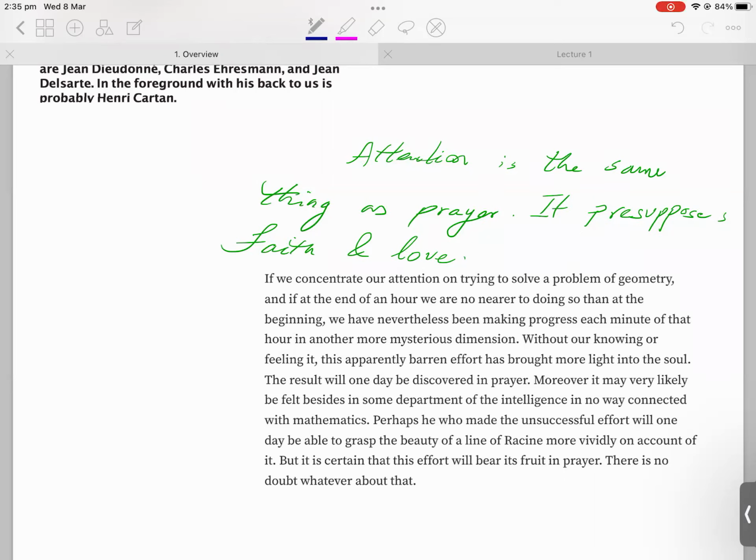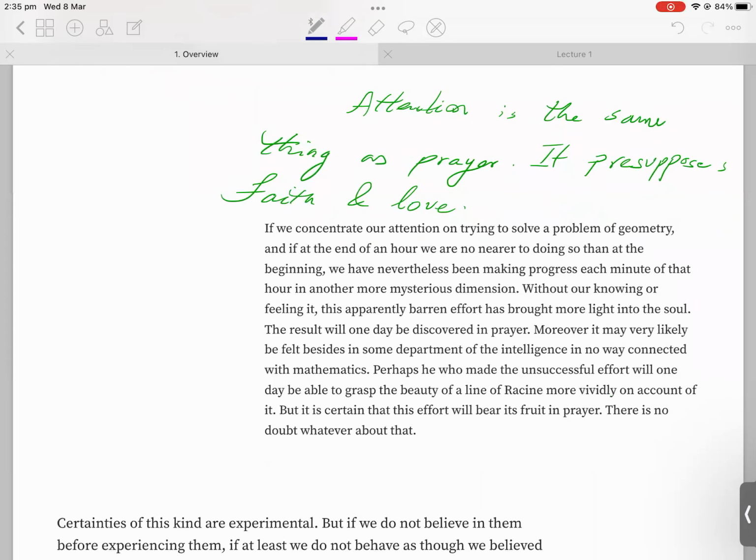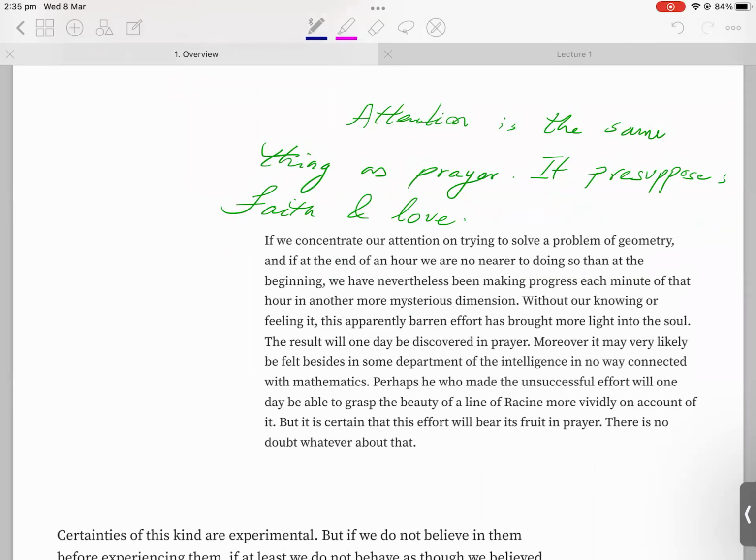Moreover, it may very likely be felt besides in some department of intelligence in no way connected with mathematics. Perhaps he who made the unsuccessful effort will one day be able to grasp the beauty of a line of Racine more vividly on account of it." So, the famous French poet. "But it is certain that this effort will bear its fruit in prayer. There is no doubt whatever about it."